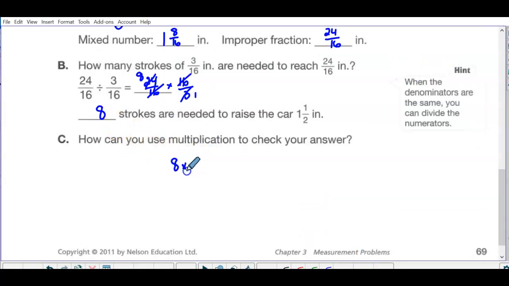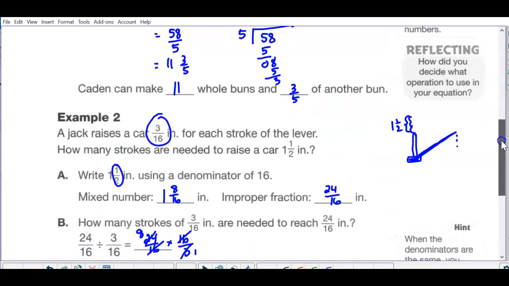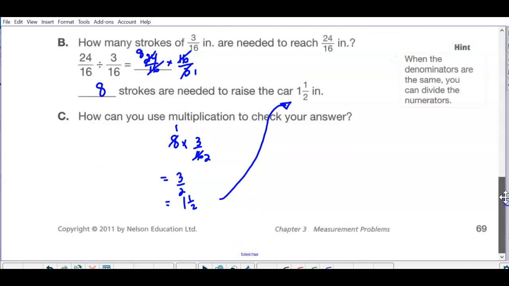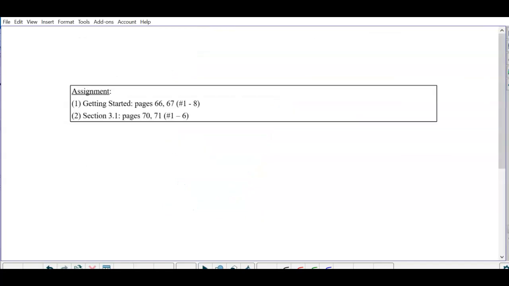Using multiplication, so our answer is 8. We want to multiply that by the height of each stroke, which is 3/16. Okay, 8 goes into itself once, into 16 twice, and we get 3/2, which is the same as 1.5. And that's what we wanted the car to rise to. So that confirms our answer. And that's it.